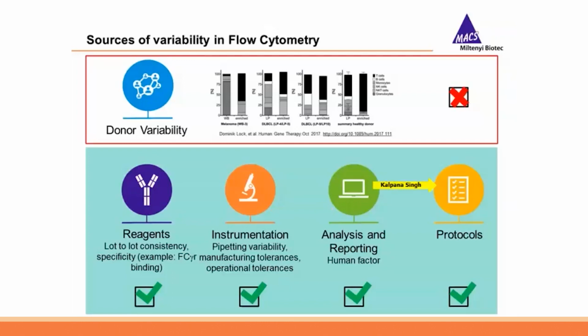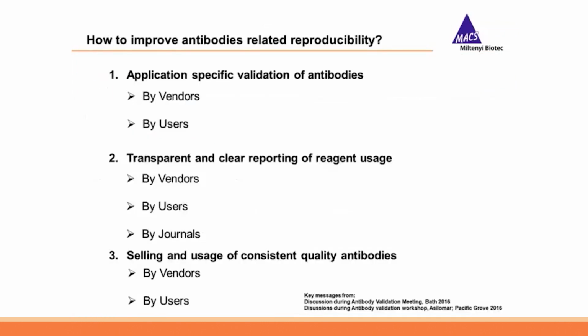So out of all the sources, what is very difficult to manage or cannot be controlled is the one that arises from the donor to donor variability. However, it is quite possible to control the performance of reagent, instrumentation, and software solutions so that they give highly consistent results. And this is exactly a good starting point for the second half of this webinar.